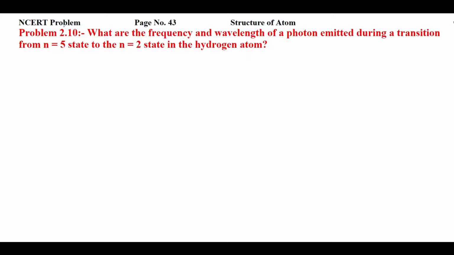Students, this is NCERT problem 2.10 from page number 43 of Structure of Atom, right? So let's read this statement. What are the frequency and wavelength of a photon emitted during a transition from n equal to 5 state to the n equal to 2 state in the hydrogen? In this question, you have to find the frequency and wavelength of a photon when it emits the energy and shifts its position from n equal to 5 state to n equal to 2 state, right?